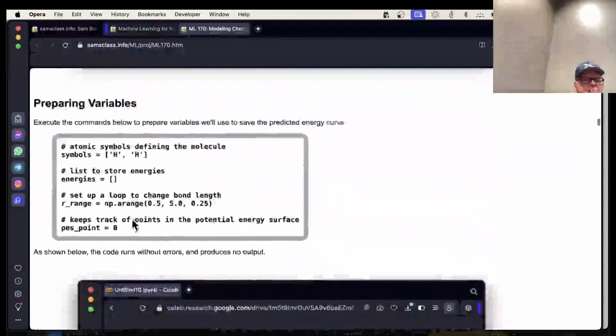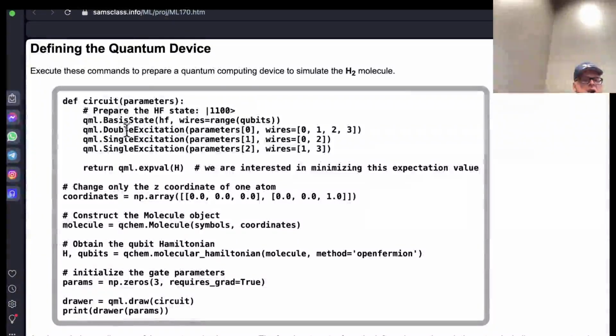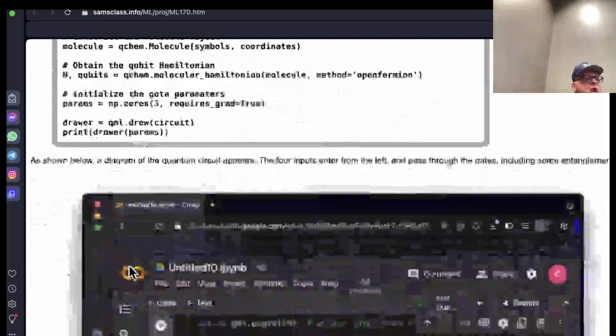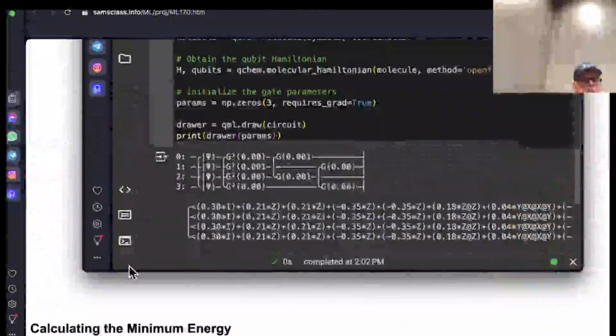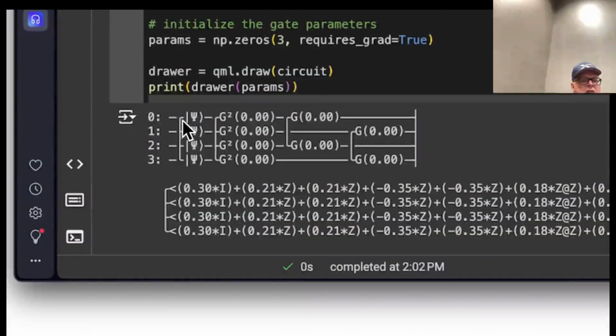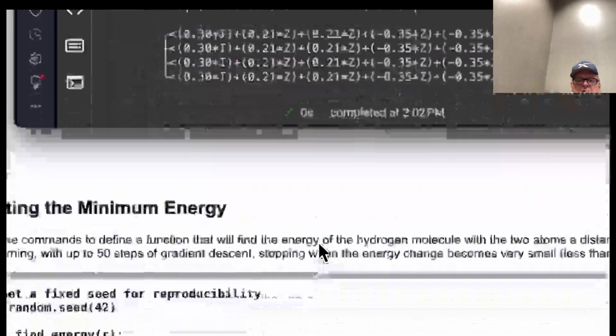This makes that model, and now you can prepare variables to store the energy, and you can define a quantum device that is going to emulate this. And it will show you the diagram of it. And the quantum device has the 4 inputs here, which are the probability that it is in the ground state for the two hydrogens and the probability that it's in the excited state for the two atoms. And then it's going to run them through these calculations that include entangling them together. That's what this diagram is, of the physical wiring of the qubits to do the calculation.